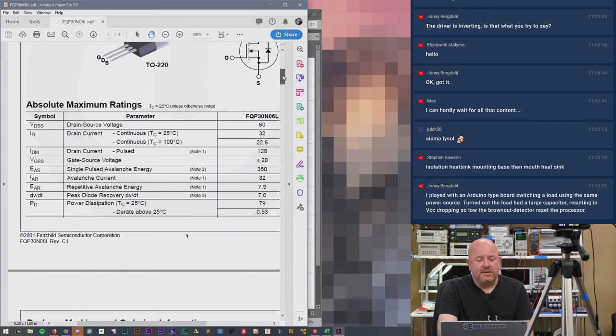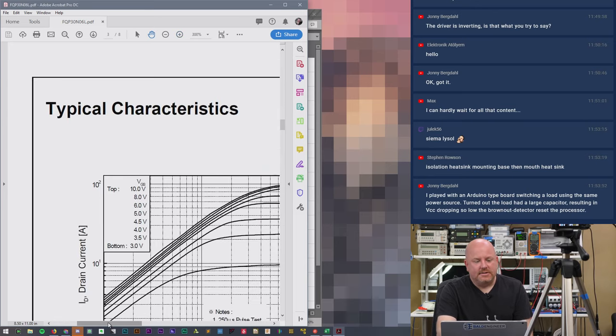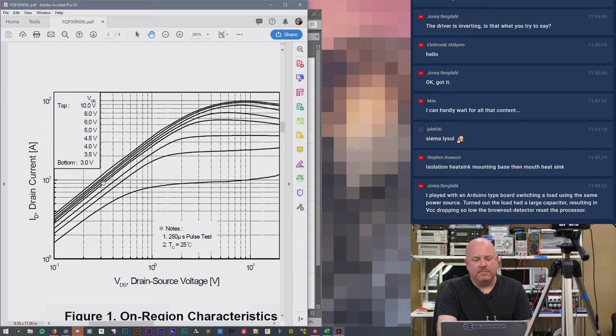But it's always a good idea to take a look at this output characteristics graph to understand how much power this transistor is going to have to dissipate.